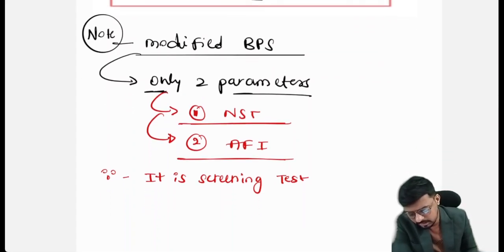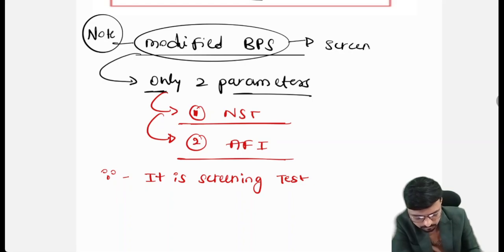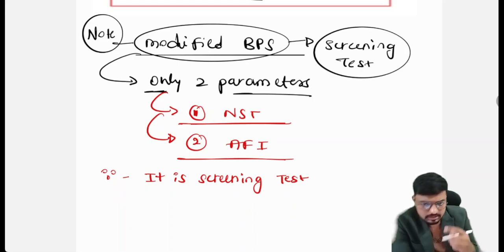We will study one more thing, the modified biophysical scoring. The modified biophysical scoring is also a screening test, like NST. Biophysical scoring is where we assess the 5 components, and that is the diagnostic one.